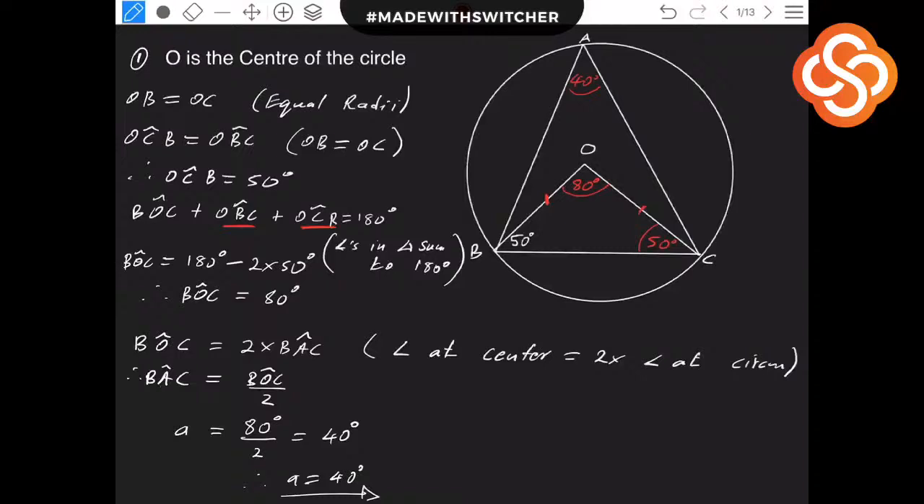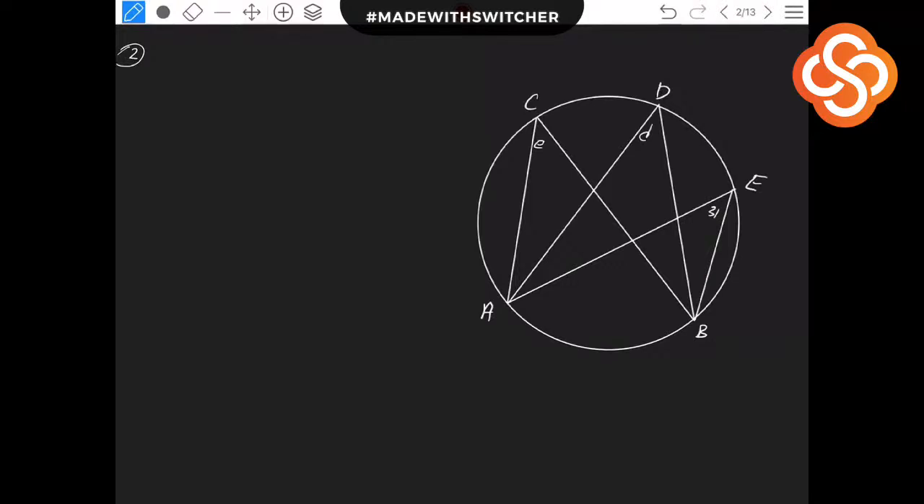Now we can move to question 2. Question 2, we're given this diagram again. There's no center of the circle here. So we're given just lines and chords and arcs of the circle, right? So now we are required to find E and D. That's what we are required to find, angle E and angle D.